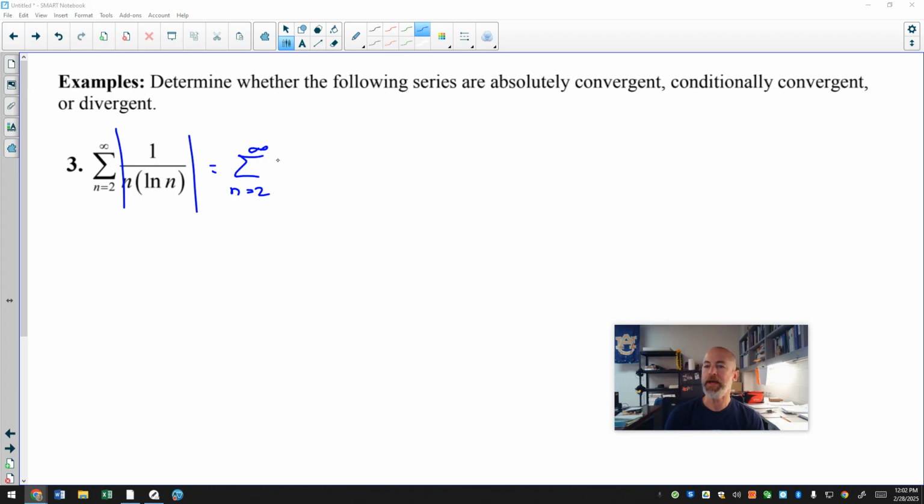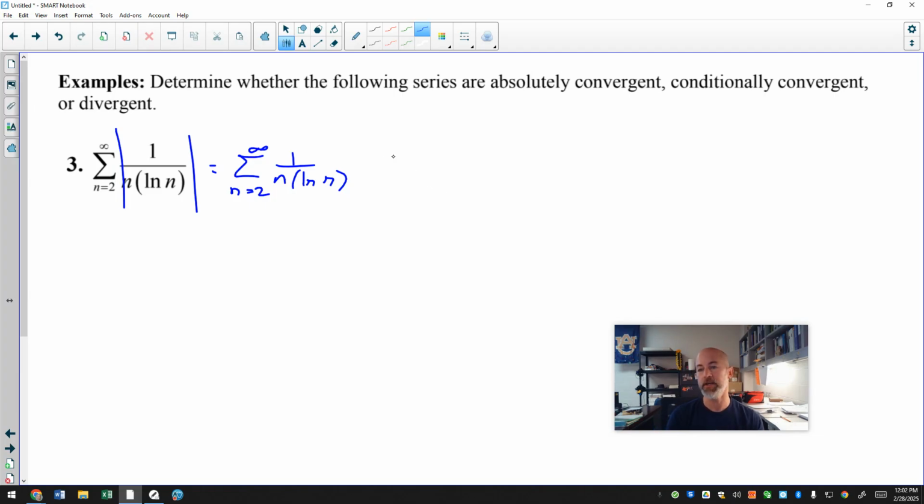So we have the absolute value. I took a little break there for a second. I got to get my brain back in line here. Natural log of n. Okay, so absolute values do not come into play here because the series is already positive to begin with. And so we need to determine if this is convergent.